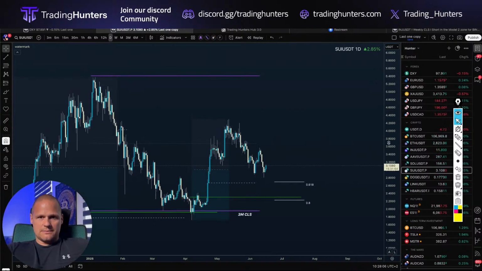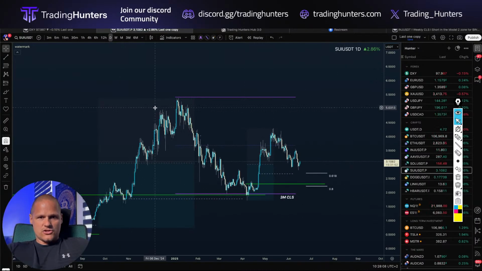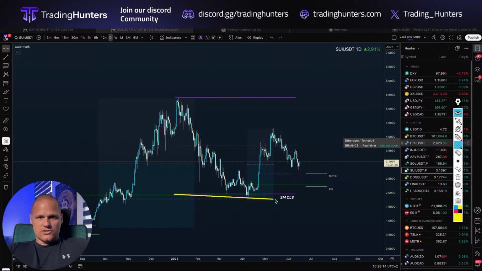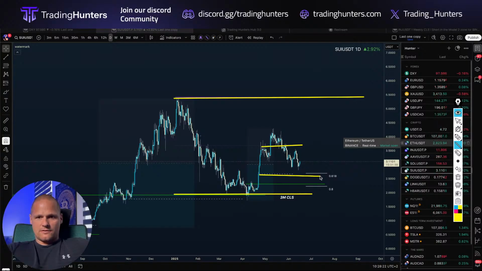SUI, very similar, right? We had the range where the price dropped down here, created this beautiful range, expanded into the 50%, now starting to drop. Here is our transition candle, the candle which is taking us from the discount to the premium, and here is this 61.8. So down here I would again be interested in the long.